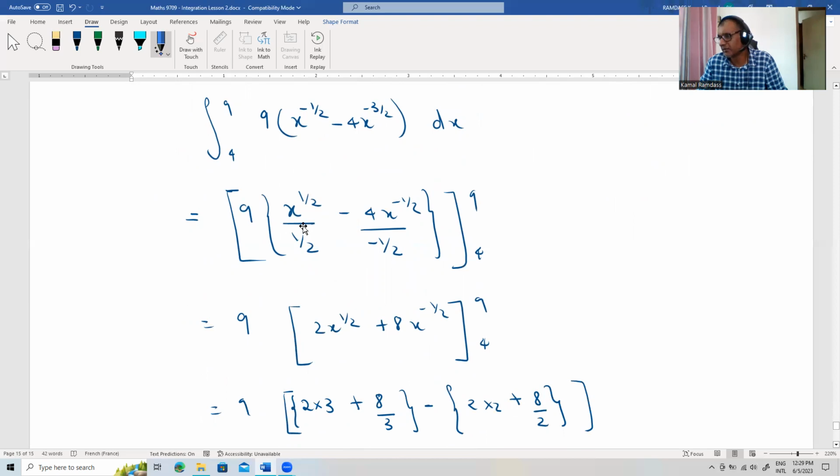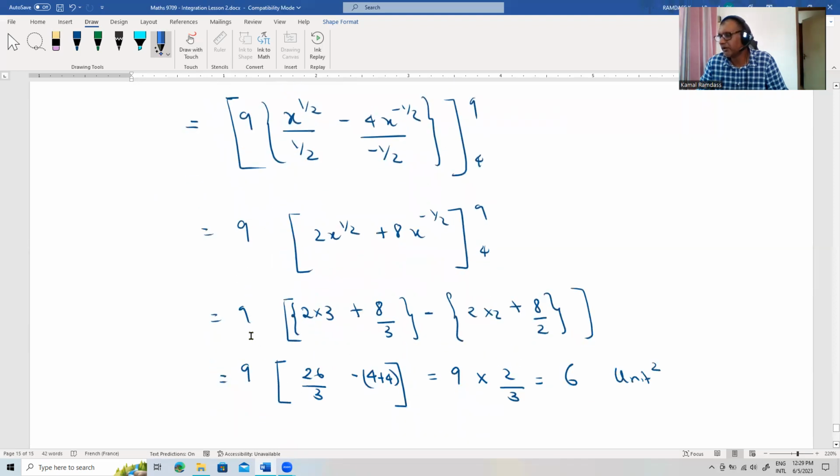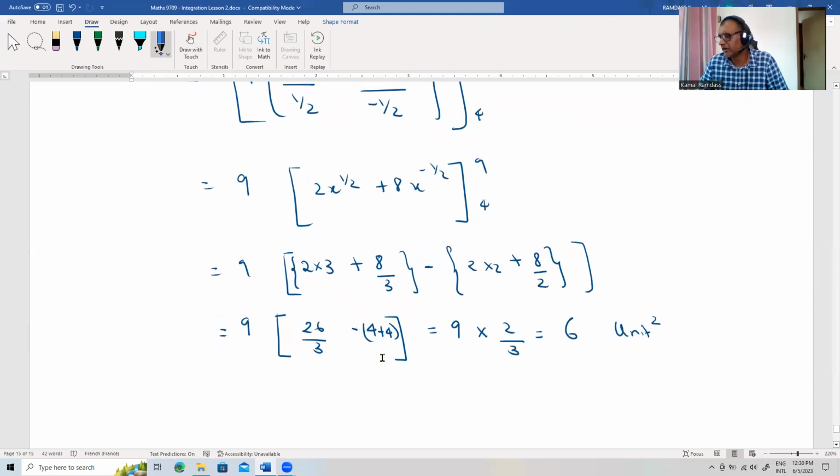Et je tiens 9 là en dehors. Et je gagne ça. Je évalue 2x to the power of half. Ça, là, je évalue 8x to the power of minus half. Et 9 sur 4, between 4 and 9. Et là, je gagne 9. Et ça veut dire x, root de 9, c'est 3. X to the power of minus half, ça veut dire 8 sur 3, moins root de 4, c'est tout, 2 fois 2, plus 8 sur 2. Et finalement, on arrive à la réponse de 6 units squared.